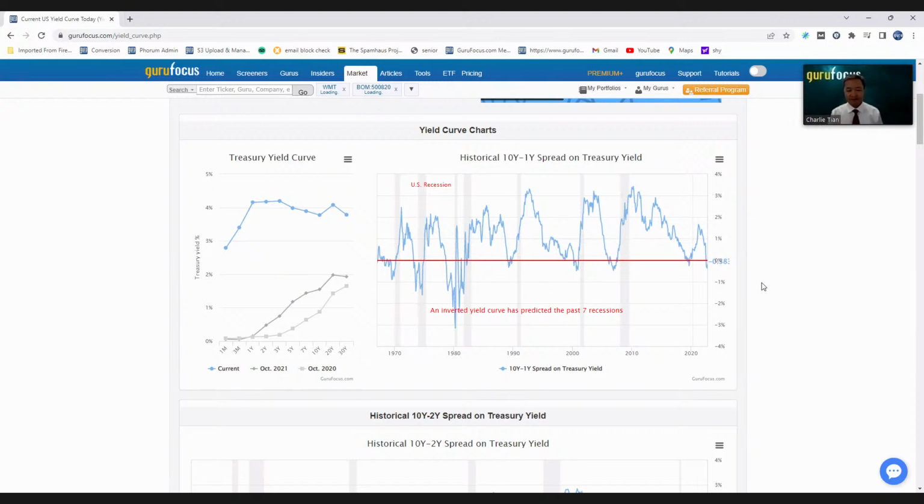And unfortunately, now the yield curve is inverted again, with the short-term yield higher than the long-term yield. So most likely, if history is any indication, we'll have a recession, maybe in a few months, maybe in 6 months or so, historically.